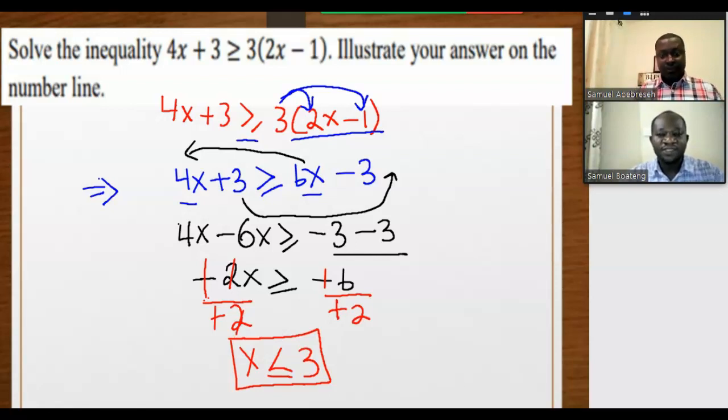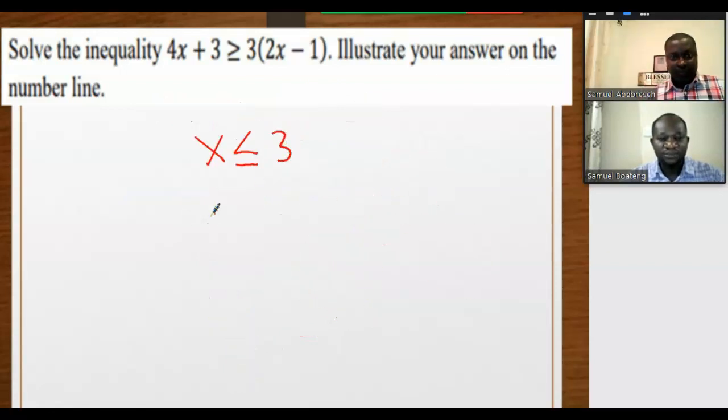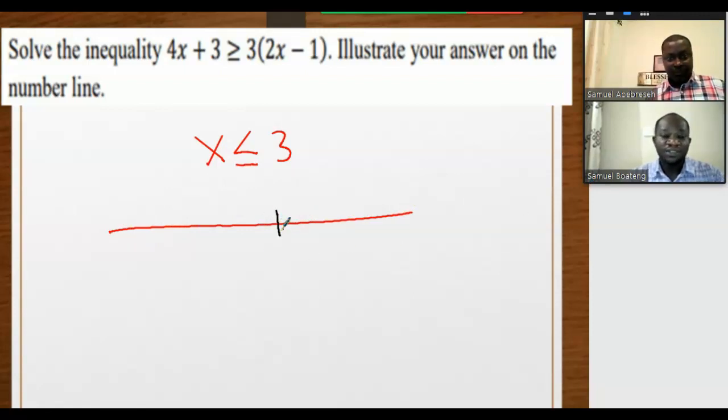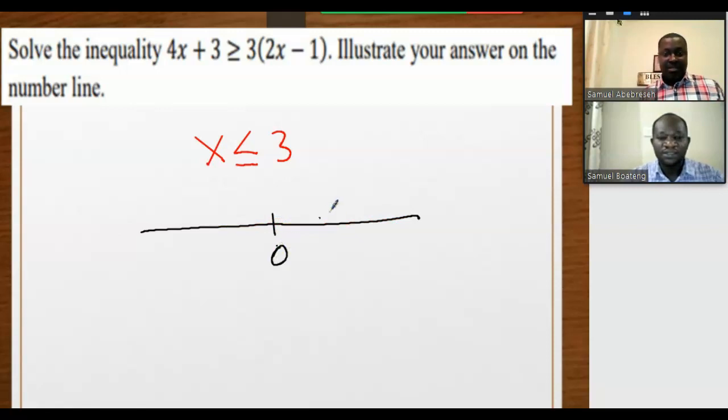The second part of the question is, illustrate your answer on the number line. So we are going to represent our answer on a number line. x less or equal to 3. So let's draw a number line. Since x is positive, 1, 2, 3, 4. Then minus 1 on 3.